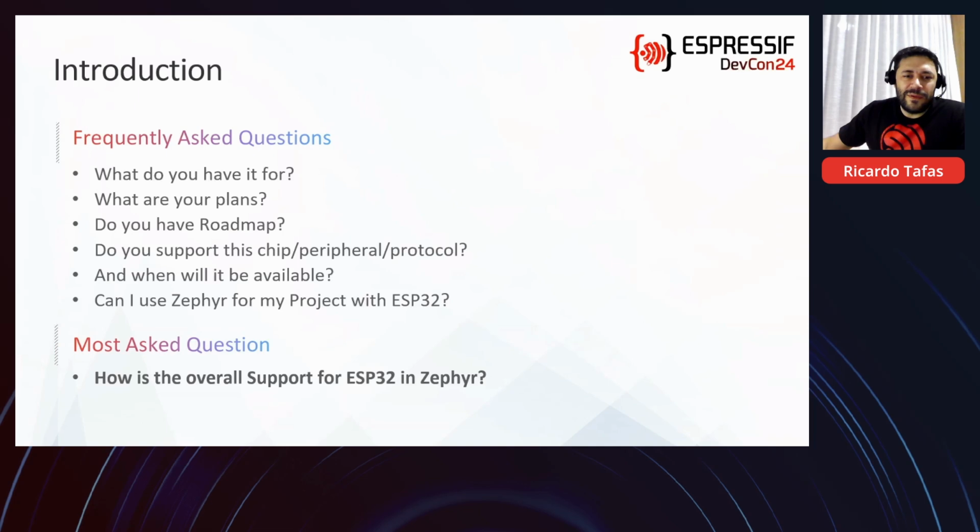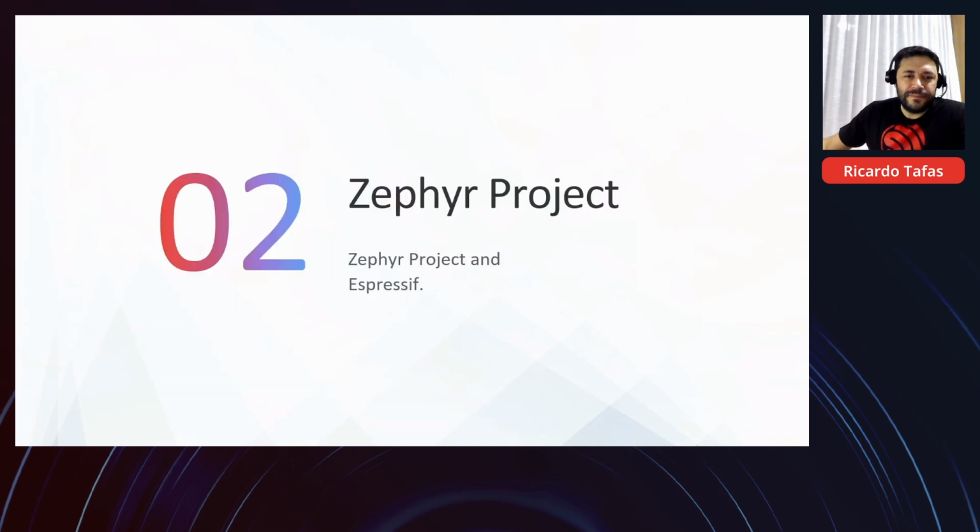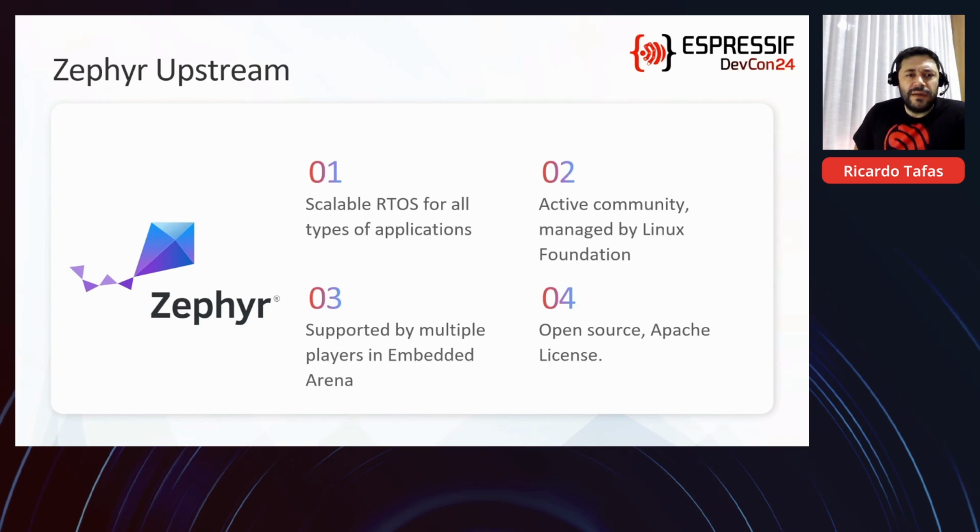And we're going to cover this in a broad sense. So Zephyr is an open source project, and I think it's worth mentioning, as some people may not be aware of it. In a very short presentation, it's a scalable RTOS for all types of applications. It doesn't mean that it needs to be for one thing or the other. There is a very active community, and it's managed by the Linux Foundation. It's supported by major players in the embedded arena, from tools manufacturers to service providers, and also by manufacturers. And it has an open source license, the Apache license.